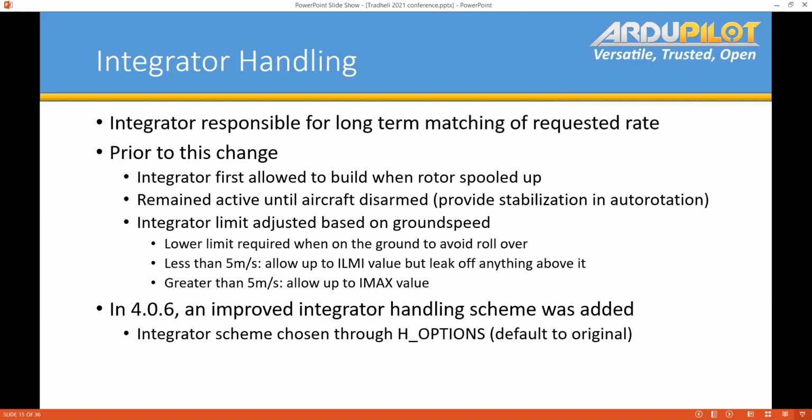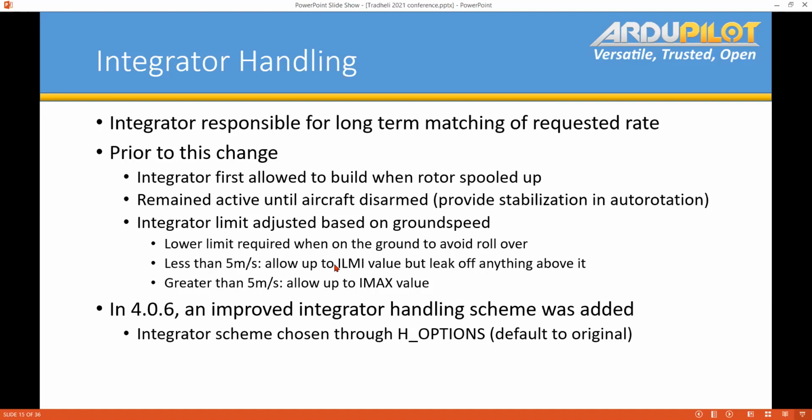And then one other thing is, like I said, we wanted to limit the amount of control on the ground. So we used this ILMI parameter for less than 5 knots. And that was kind of the minimum leak value, is what we called it. As the integrator would build up, if it went above this minimum value, it would be leaked off, and it would just leak it down to that minimum value. It wouldn't let it get any larger.